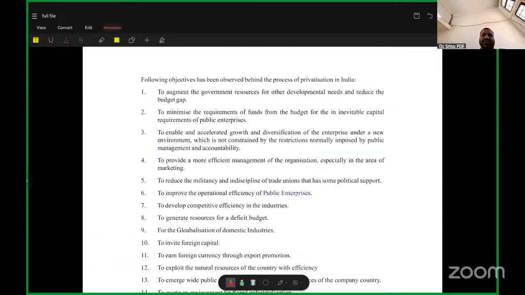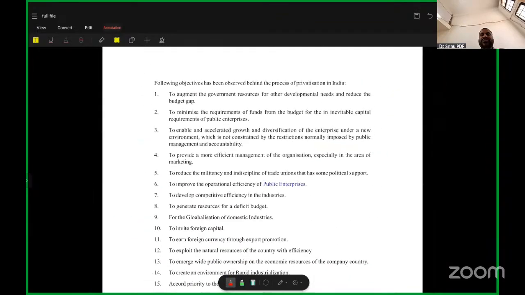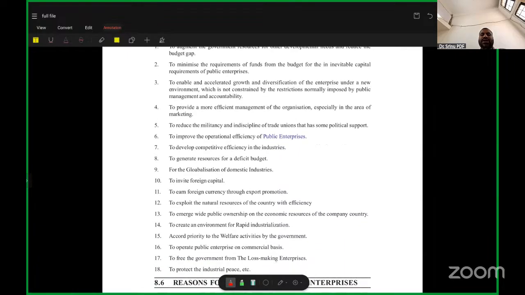Objectives of privatization. To augment government resources for other development needs, reduce the budget gap, and minimize the requirement of funds from the budget. To meet the capital requirements of public enterprises, and to enable and accelerate the growth and diversification of enterprises under a new environment, not constrained by the restrictions normally imposed by public management. To reduce the militancy and indiscipline of trade unions with some political support, to improve the operational efficiency of public enterprises, and to develop competitive efficiency in industries.